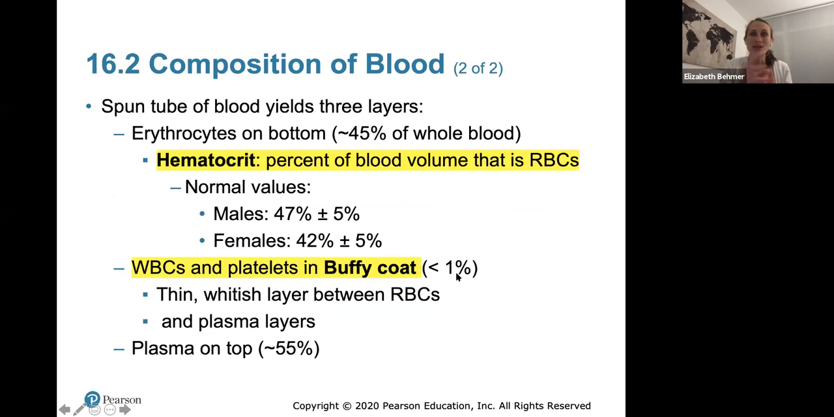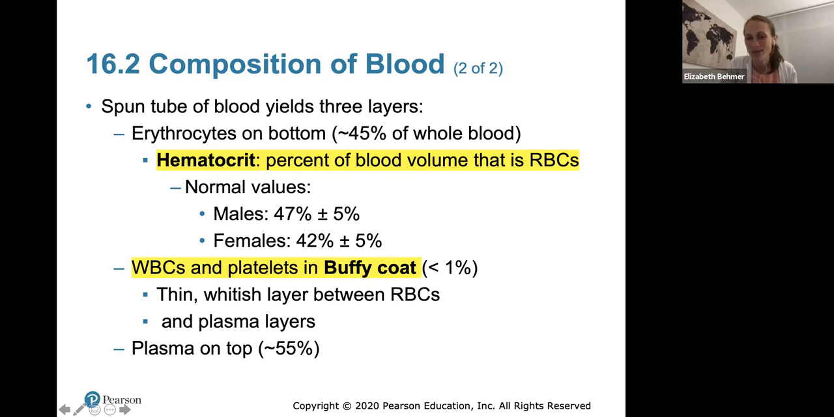So if we were to take a blood sample out from someone, and I just had a blood sample taken from me, and as they centrifuge it down, the blood is spun down, the layers divide into three parts or three layers. Erythrocytes sink to the bottom because they're the densest. So these are the red blood cells. And a hematocrit is the percent of blood volume that is red blood cells. And normally it's a little less in females than it is in males for some reason. White blood cells and platelets make up the buffy coat, which is the thin whitish layer between the red blood cells and the plasma layer that is on top.